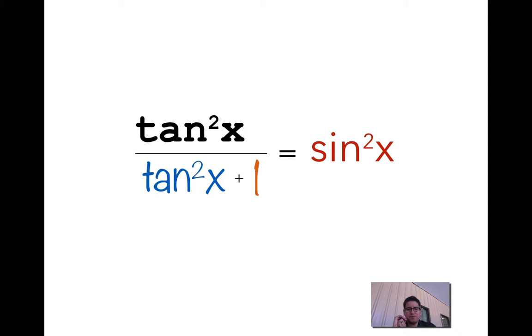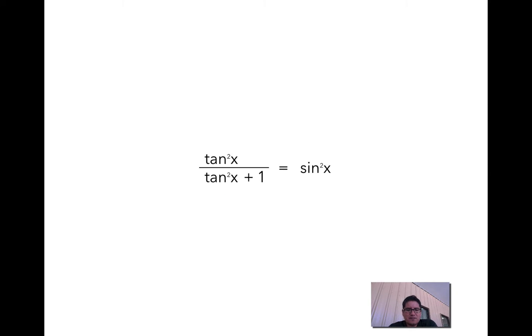For Algebra 2. In this video we're looking at tangent squared x over tangent squared x plus 1, and we're proving that this equals sine squared x. So let's take a look at this. I'm going to put my focus on the left side of this equation, and I'm looking at tangent squared x, both in the numerator and denominator position. And I notice that on the right side I have a sine squared x.